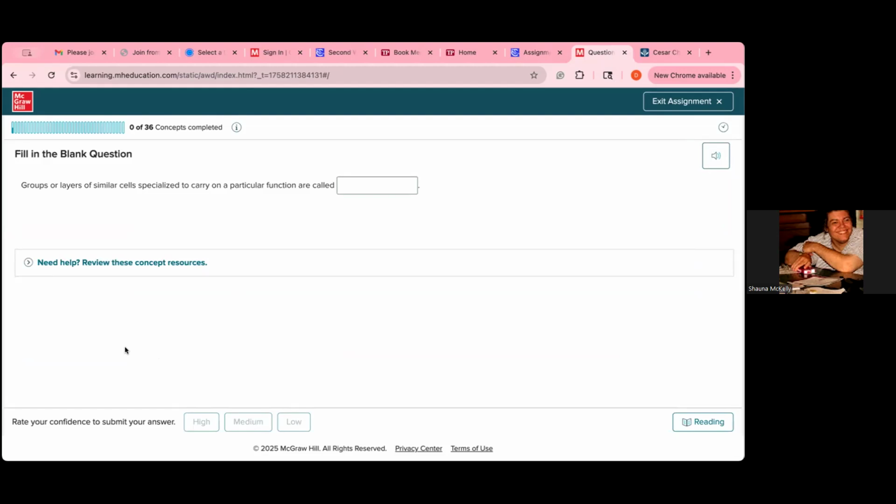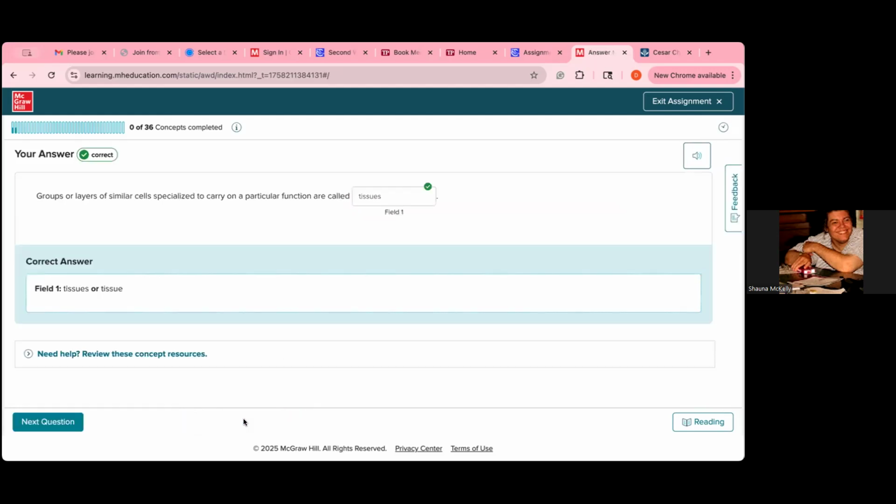Groups or layers of similar cells specialized to carry out a particular function are called tissues. That's what I think it is.